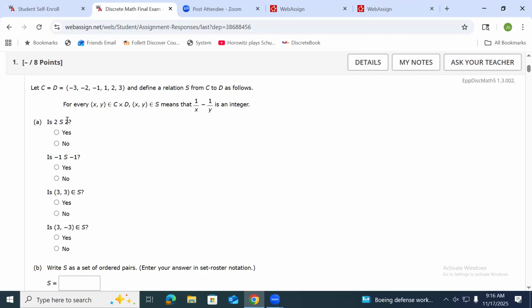So it says, is 2 S 2? That means, is the ordered pair 2, comma 2, in the set S? Which means, in other words, is it true that 1 over 2 minus 1 over 2 is an integer? Yes, because what's 1 over 2 minus 1 over 2?